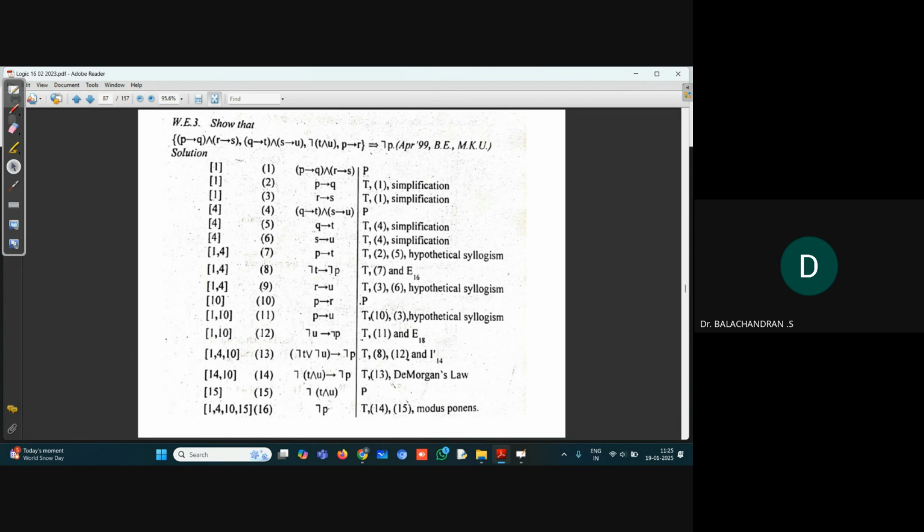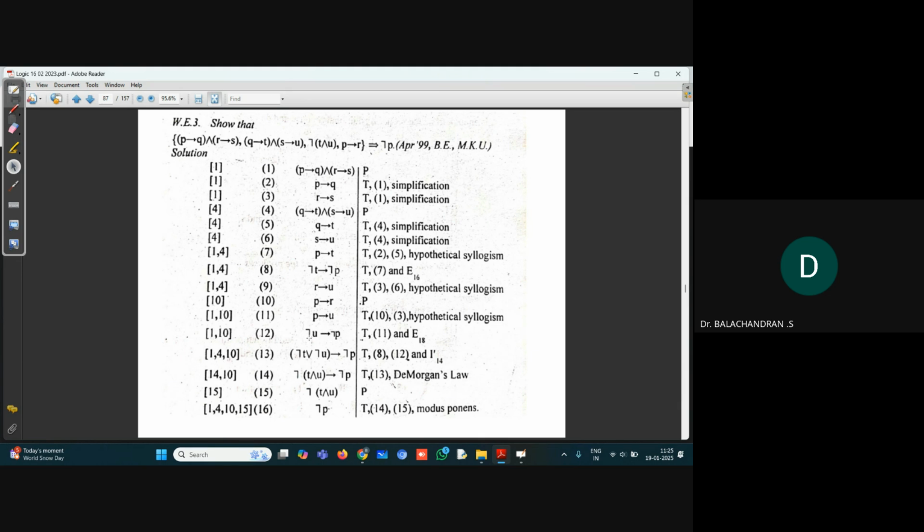In the 9th step, you can write P implies R. In the 10th step, you can write R implies U, using 3 and 6. So P implies R, R implies U is P implies U. Still, I need to use negation of T and U. Okay, so P implies U.